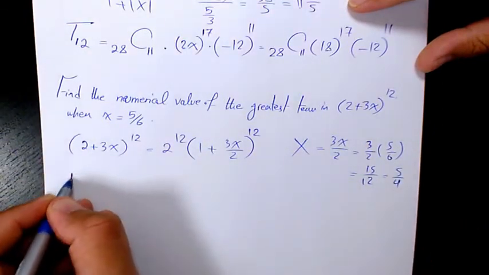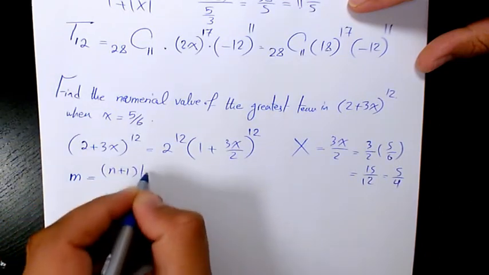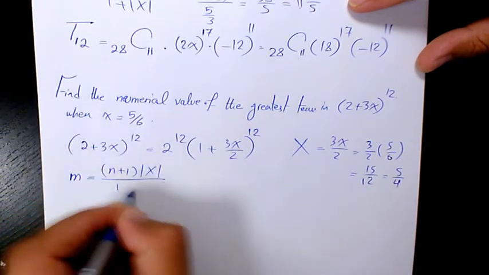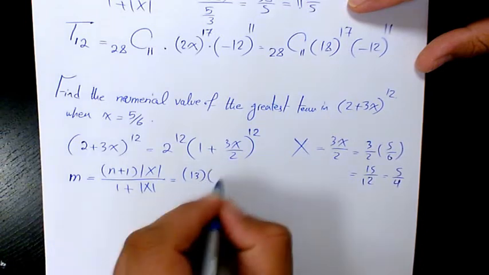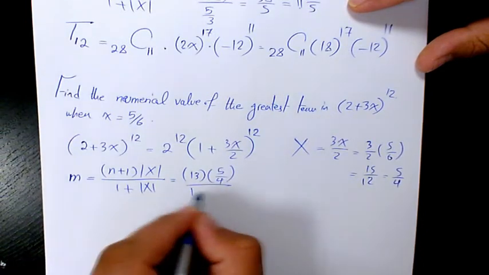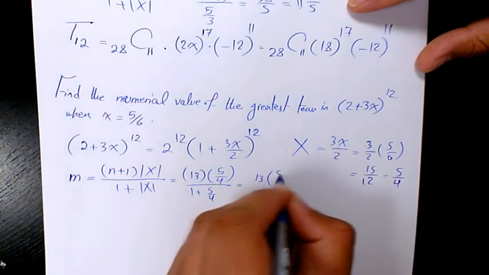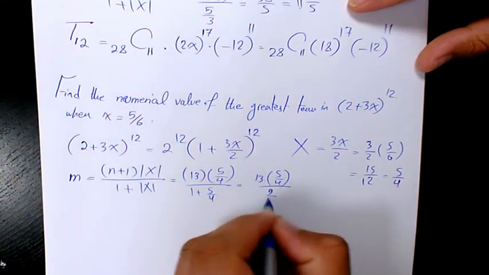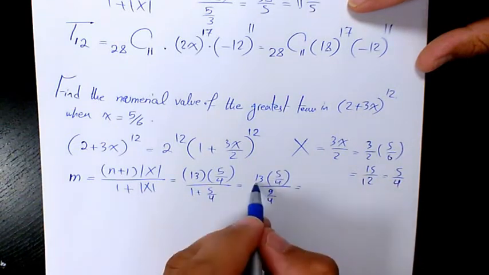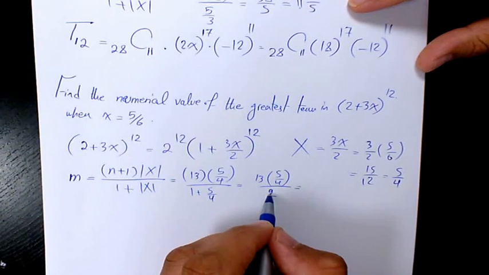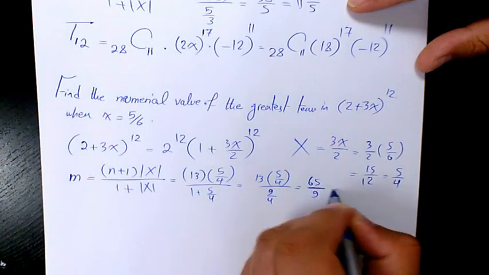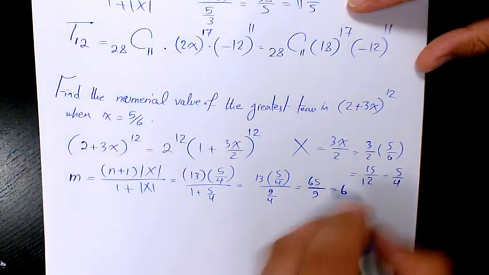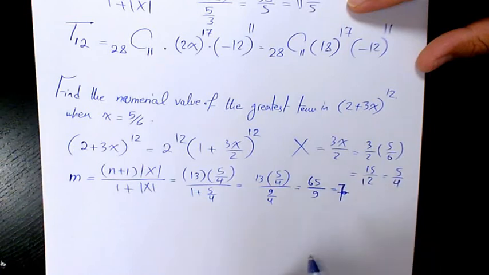So m is (n plus 1) times the absolute function of x over 1 plus the absolute function of x. n plus 1, 13, times 5 over 4. 1 plus 5 over 4 is going to be 9 over 4. Cancel out. 5 times 13 is going to be 65 divided by 9. 65 divided by 9 is going to be 6, actually 7, because 7 times 9 is 63, with 2 over 9. So 7 is the integral part, plus 1, 8.